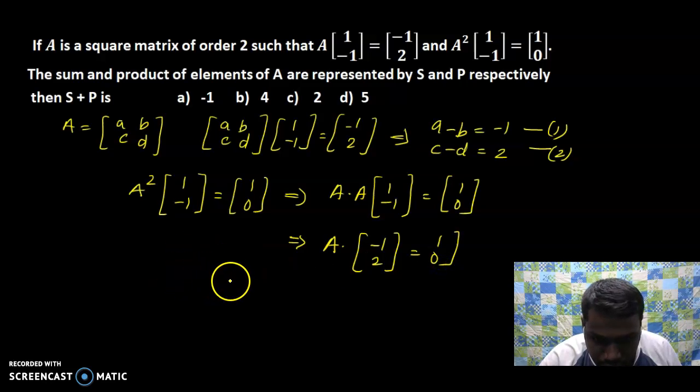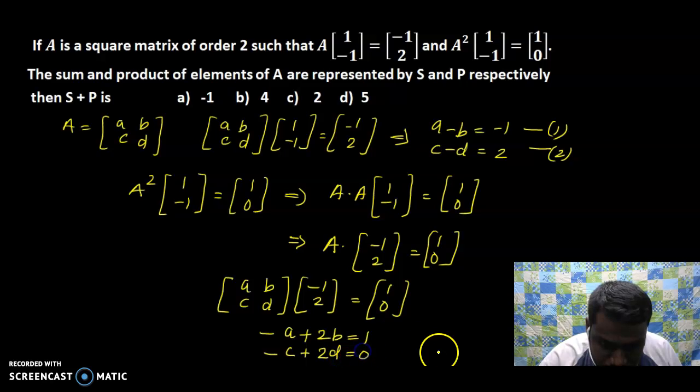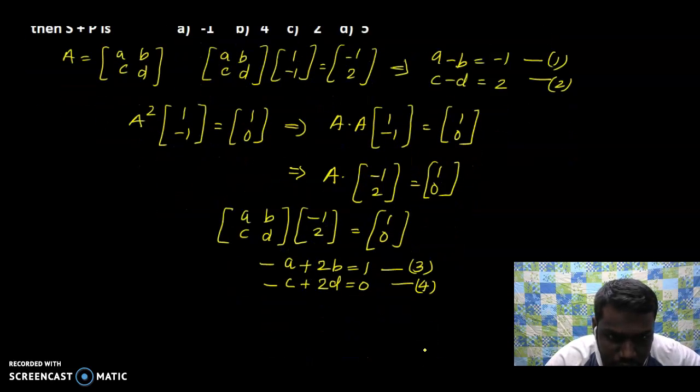Substituting the values, A is the matrix [a, b; c, d] into [-1, 2], and that is equal to [1, 0]. Again we will get two equations from here. First row into first column gives minus a plus 2b is equal to 1, and minus c plus 2d is equal to 0. Let these be equation numbers 3 and 4. Now we can solve all the four equations.